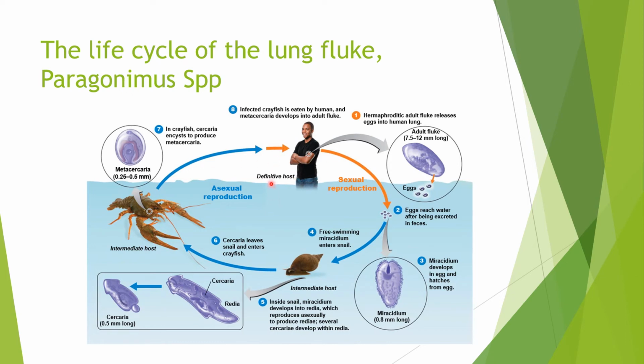We humans are actually the definitive host for the lung fluke, meaning that we humans are going to be their site where they're going to go through sexual reproduction inside of us. Okay, that's the biggest difference between a definitive host and an intermediate host. Intermediate host, this is where asexual reproduction is going to take place. Definitive host, that's where sexual reproduction is going to take place. Now, are we humans always definitive hosts for parasites? No. Okay, sometimes we actually act as an intermediate host.